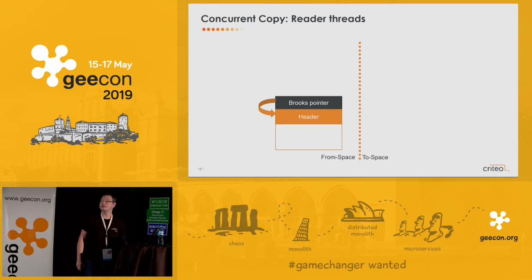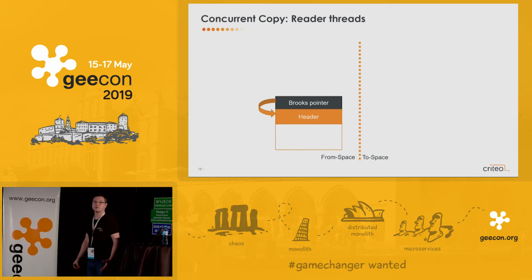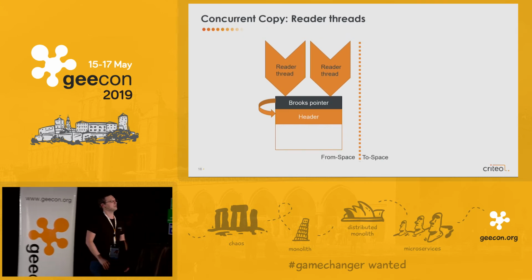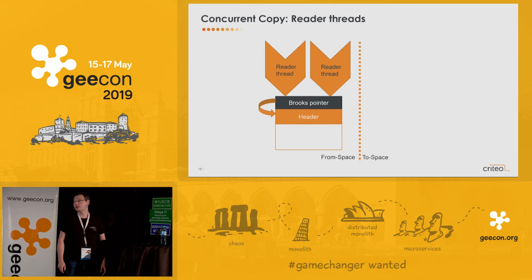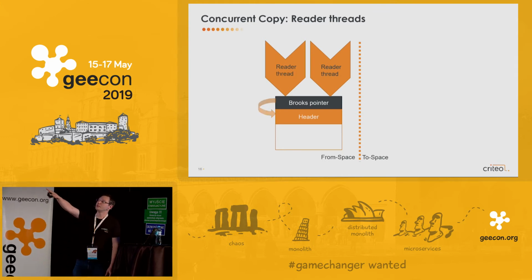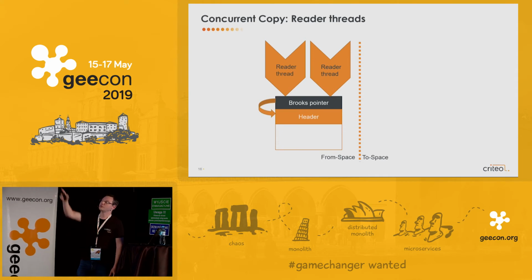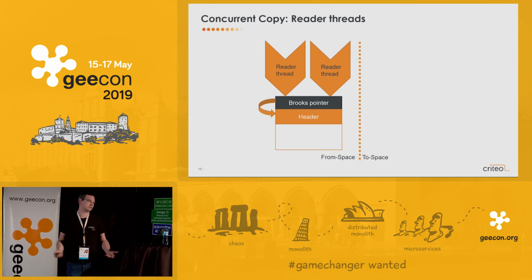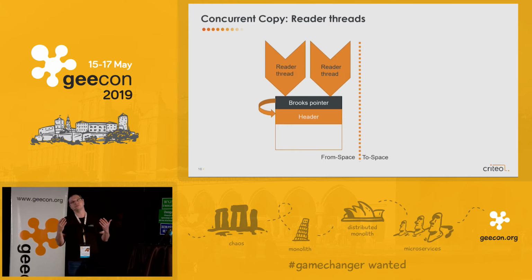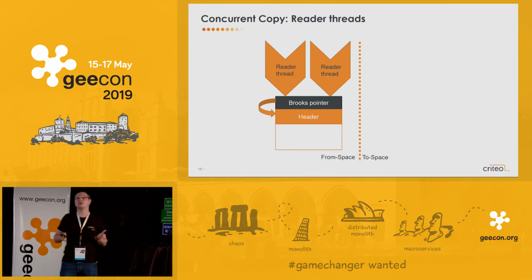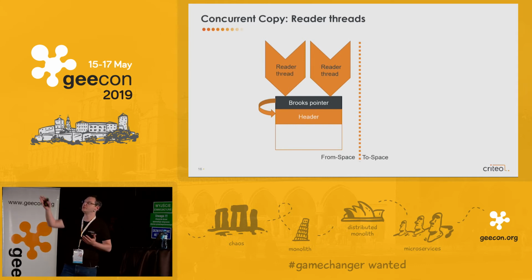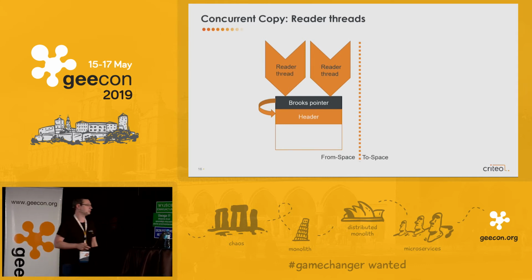If we now have some reader threads from the application that need to access this object that needs to be copied at some point, those reader threads will get the object from the from space and try to access it via the Brooks pointer, and the Brooks pointer points to the same object. As this is a reader thread, we are not breaking the to-space invariant because we are not writing into the to-space, we're just reading. So the read can be performed in the from space without problem.